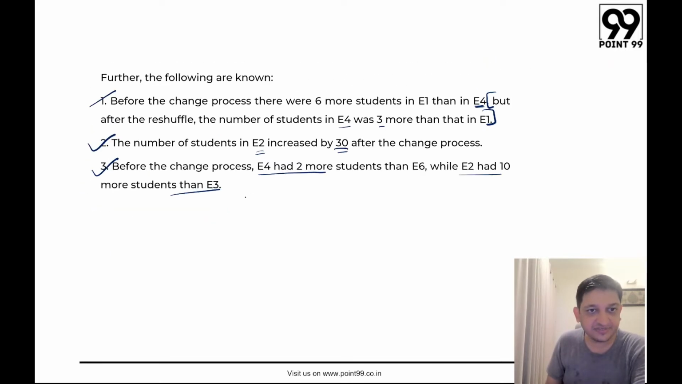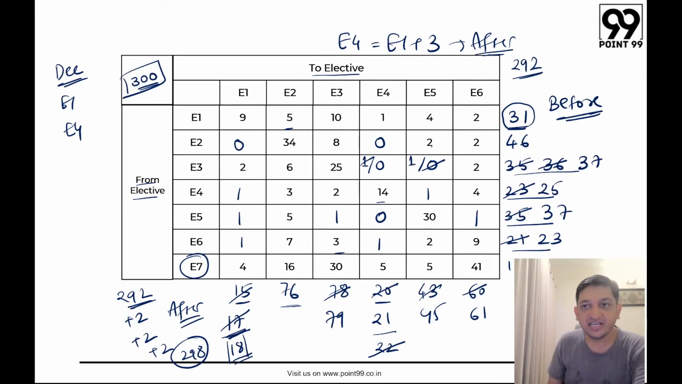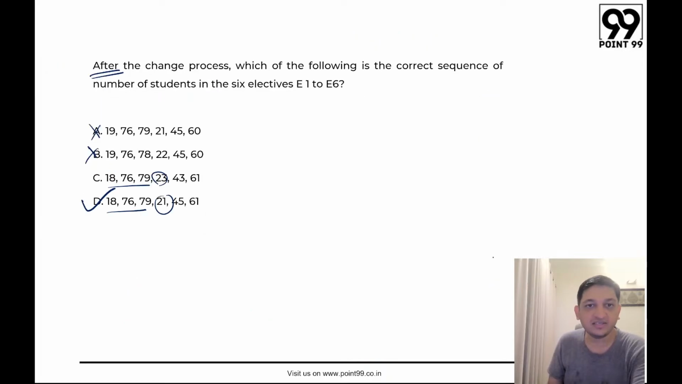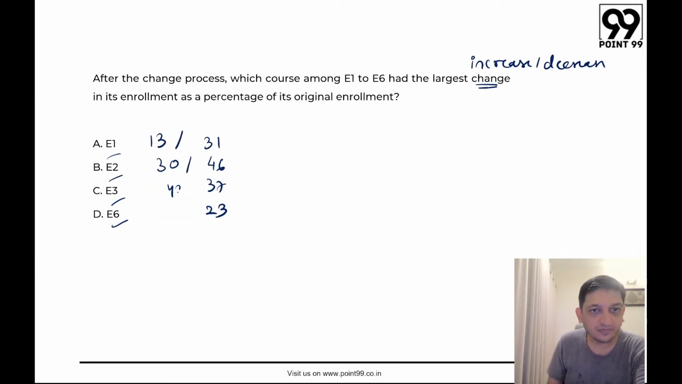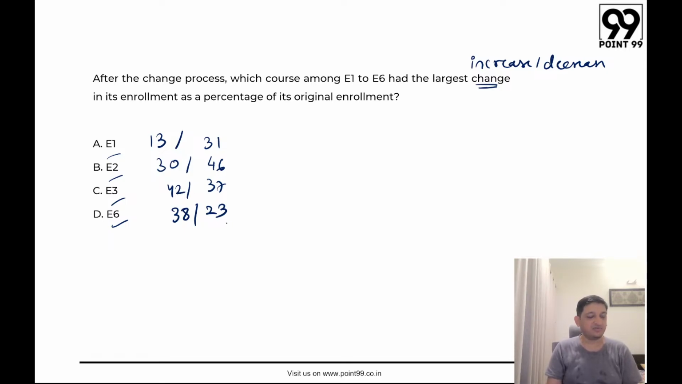E3 and E6 we need to figure out the change. E3 का change was nothing but 37 to 79. So 42, right? 42 से बढ़ गया. E3 was 42 and E6 was 38. Yeah, 42 and 38. Right? Now we have to figure out which one among these is the largest. Now 13 out of 31, 30 out of 46, 42 out of 37, 38 out of 23.